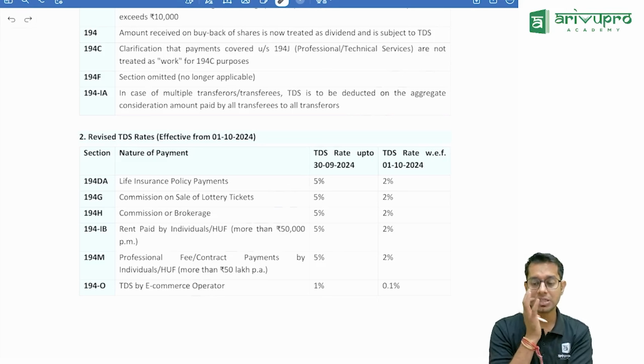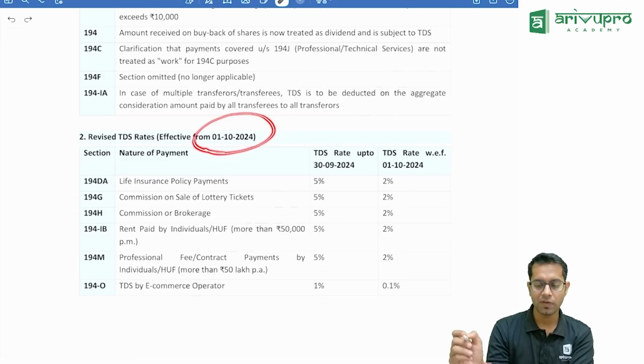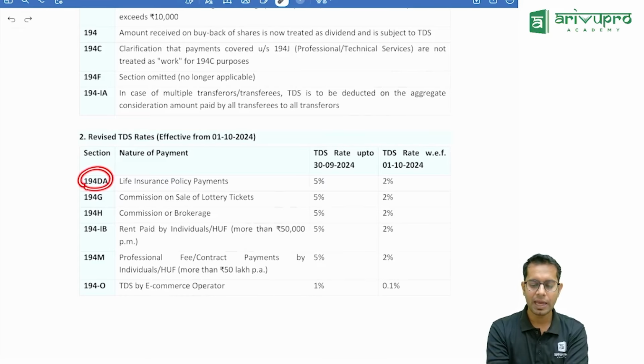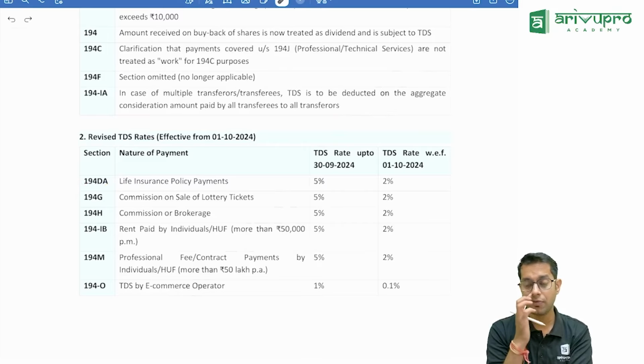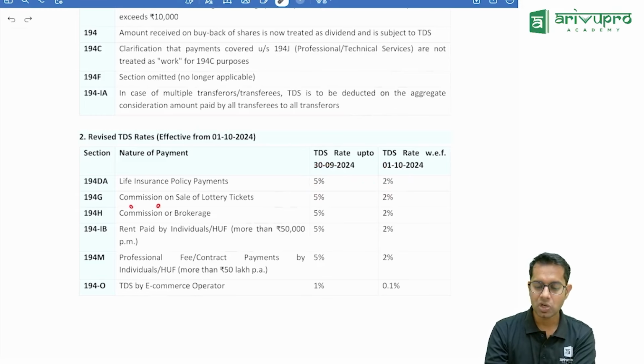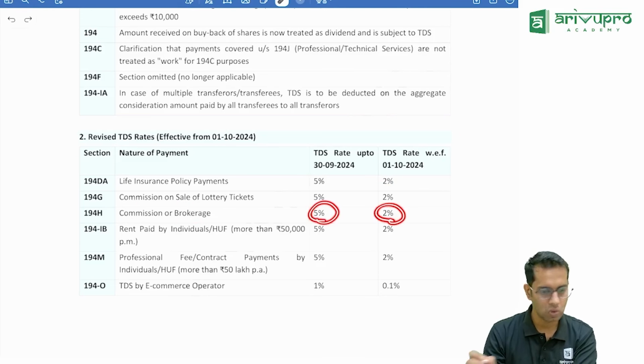Now, there is a change in TDS rates with effect from 1st of October 2024. I have given what the rate was before and what the new rate is now. 194DA is if your life insurance policy is maturing and you get some money. It was 5%, now it is 2%. Commission on sale of lottery tickets is now reduced to 2%. Normal commission, let us say I have an agent in my Priya Sarees, whatever commission I am paying them, is reduced to 2%.